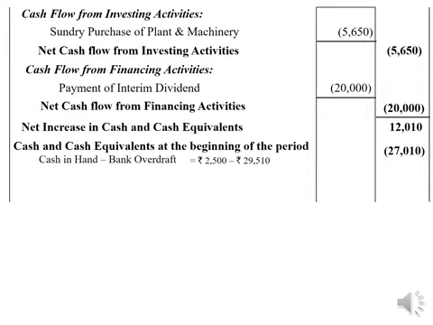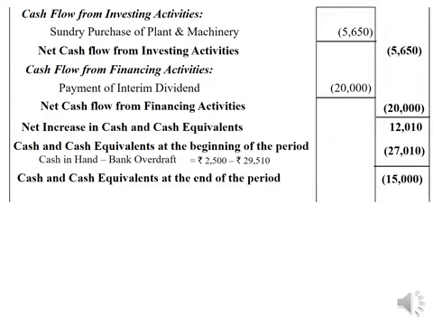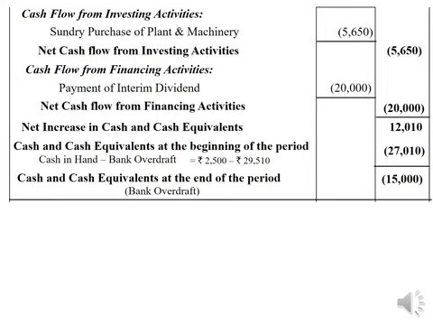So that has to be adjusted, or that has to be added to net increase in cash and cash equivalents 12,010 rupees to get closing cash and cash equivalents rupees 15,000. This is the closing balance of bank overdraft. That is, closing cash balance is nil, but on the liability side bank overdraft rupees 15,000 is given. Therefore, 15,000 is the closing balance, negative balance of cash and cash equivalents at the end.